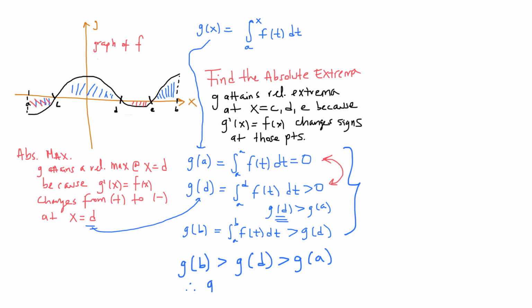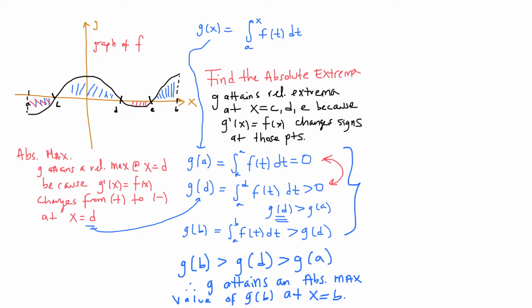therefore, G attains an absolute maximum value of, now remember, the absolute maximum value, it's a y, so you have to say an absolute maximum value of G of B. And I guess we could say at x equals B, which is a little redundant because you did say G of B. So then this is how we evaluate absolute extrema, by locating the areas, and figuring out which of the critical values or endpoints gave you more area.